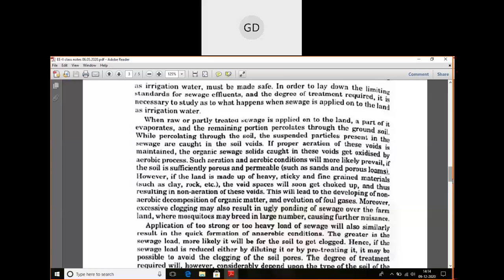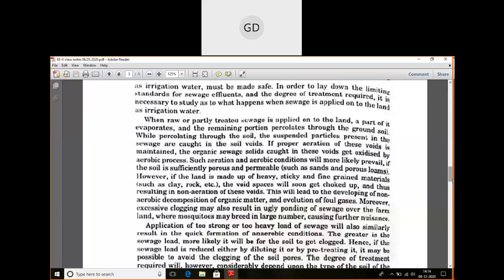Again, if you apply a very strong or heavy load of sewage on the land, it will result in the quick formation of anaerobic conditions. The greater the sewage load you apply, the more likely the soil will get clogged. The sewage load is reduced either by diluting it or by pre-treating it.